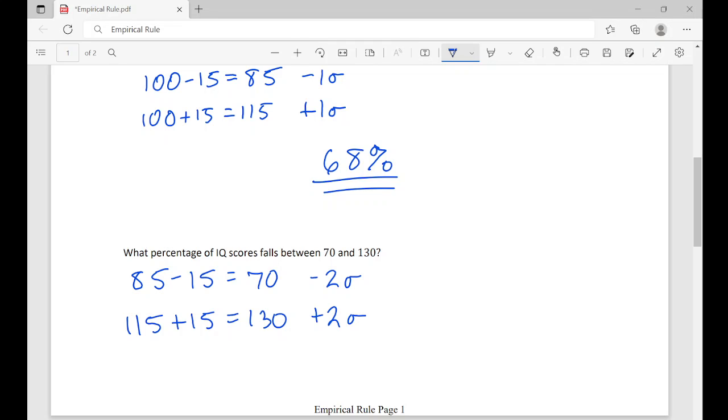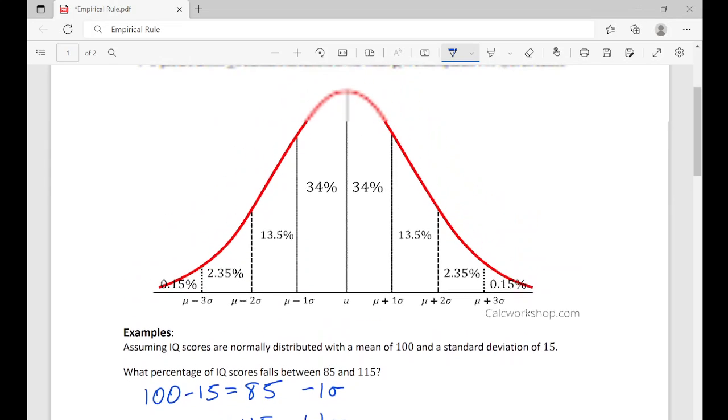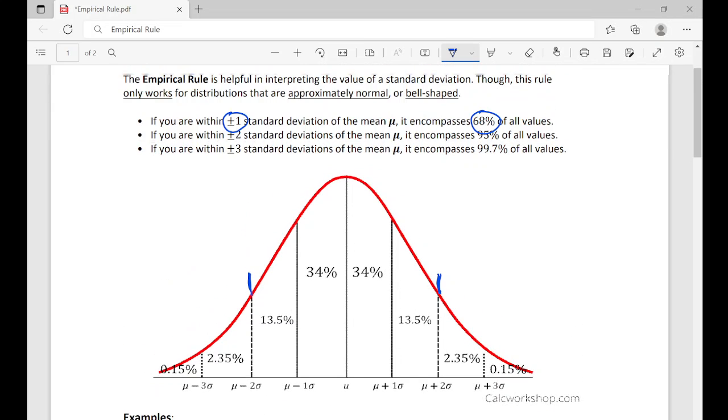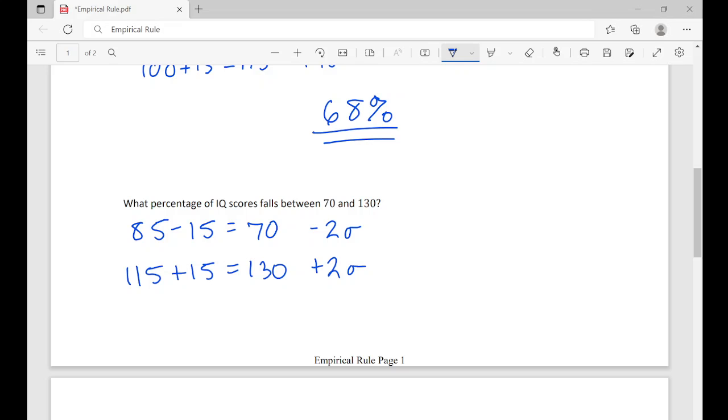So we're going to use the fact again that if you go down 2 standard deviations and up 2 standard deviations, so that means between here and here, we can add these values up in between, or we can use our fact that 2 standard deviations will be 95%. So know the facts or just count or add all the numbers in between, all will give you the same result. In any case, what percentage falls between 70 and 130? 95%.